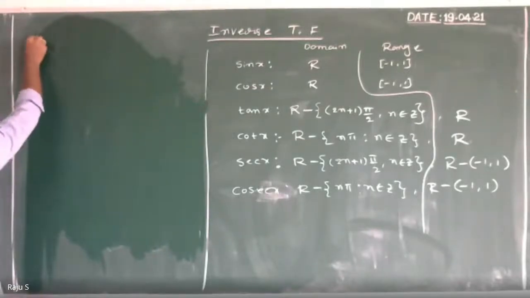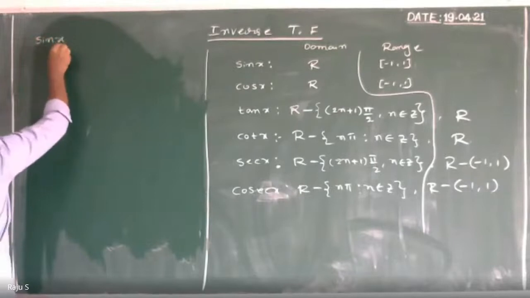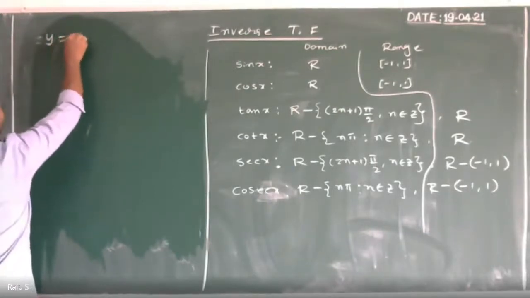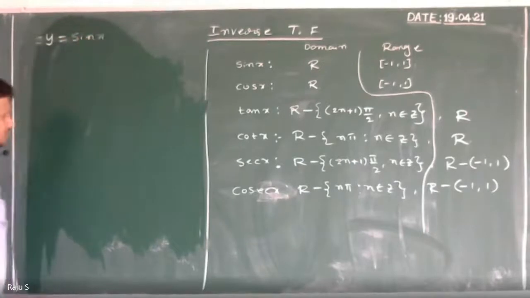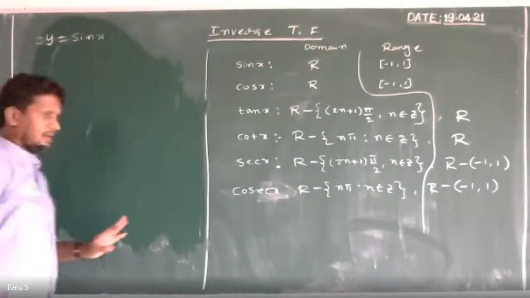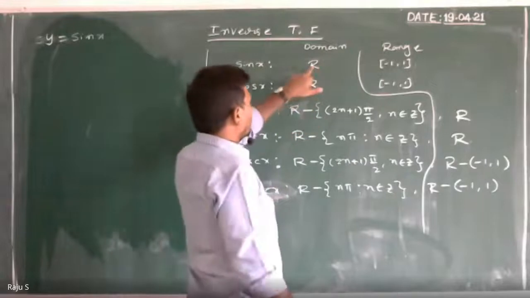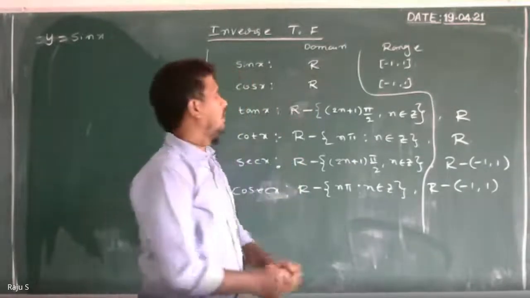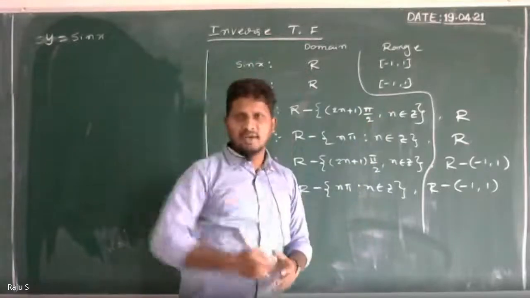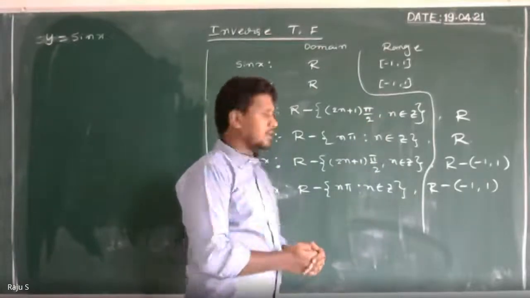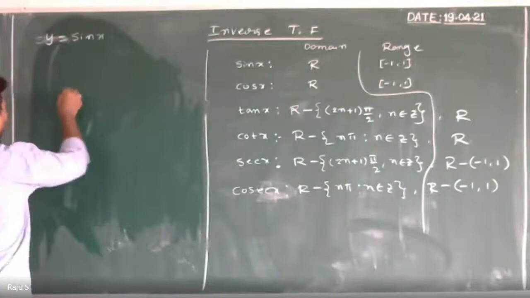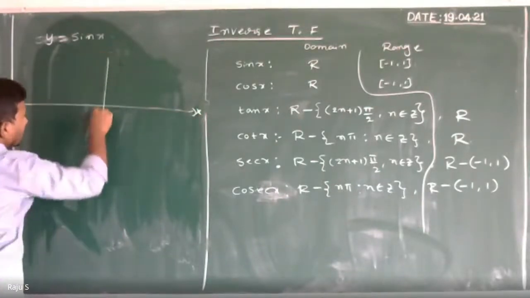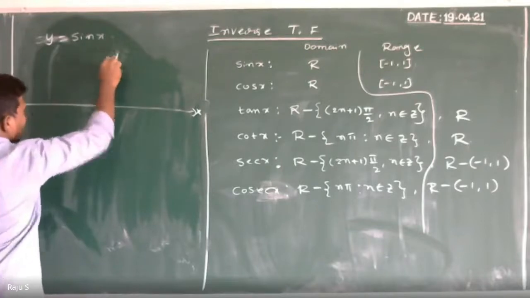Look at here. First, I'm going to take sine x. Sine x means generally you can take y is equal to sine x also. See here, what is the domain I have taken for sine? Domain means x values. Range is nothing but what belongs to the y axis. Okay, fine. So here, this is the x axis. This is the y axis.